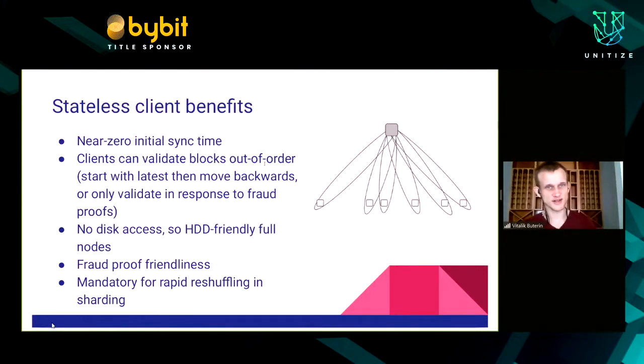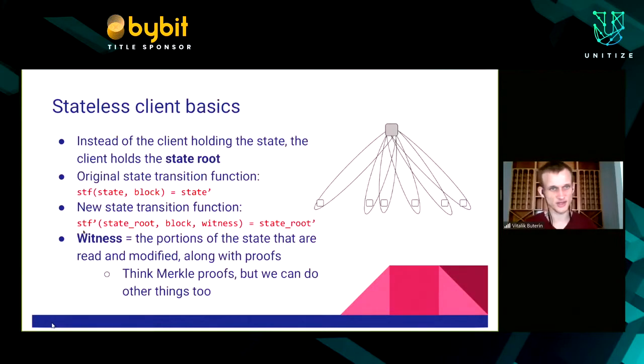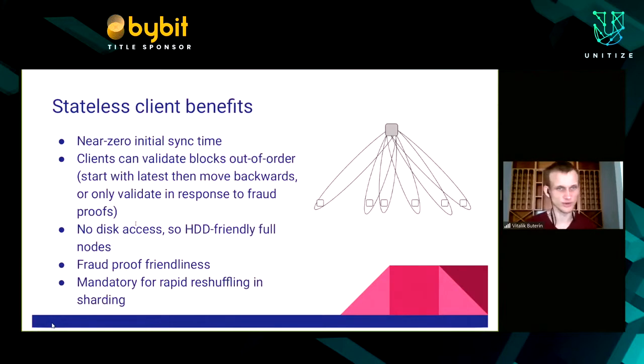Clients can validate blocks out of order. They could validate the latest block first and then move backwards, or they can only validate particular blocks if they hear a fraud proof or if they hear an alarm. You don't actually have to process blocks in order of first and then second and then third, because block processing is just a function where all you're plugging in or maintaining is this state root. You can jump around and process blocks in whatever order you want.